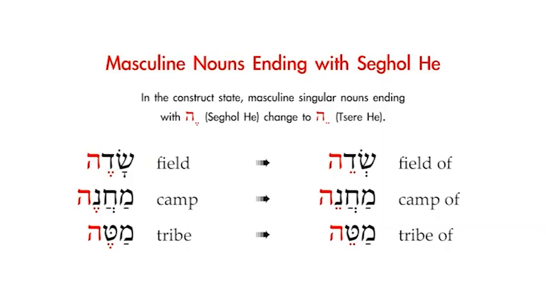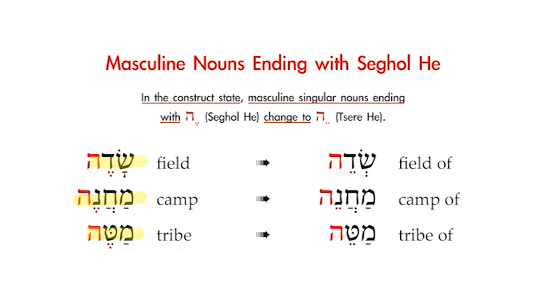Let's now take a look at masculine nouns ending with segol he. Follow along with me on the screen. In the construct state, masculine singular nouns ending with segol he change to tsere he. So let's look at the three examples at the bottom of the page. We have sadeh, machaneh, and mateh. Each of those absolute nouns on the left side of the page ends in segol he.